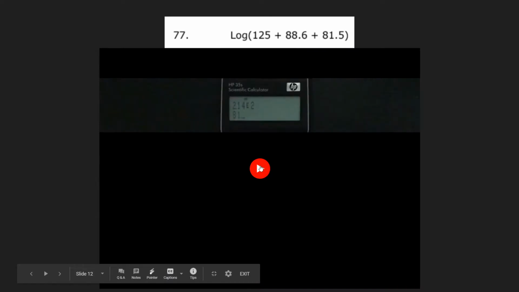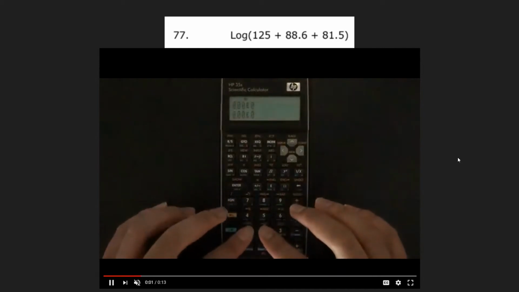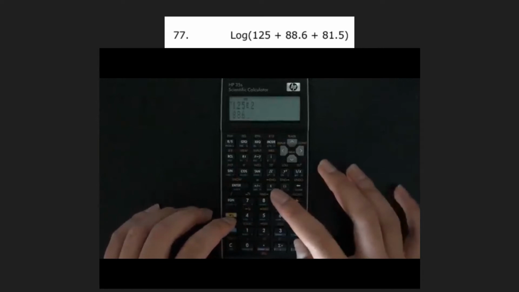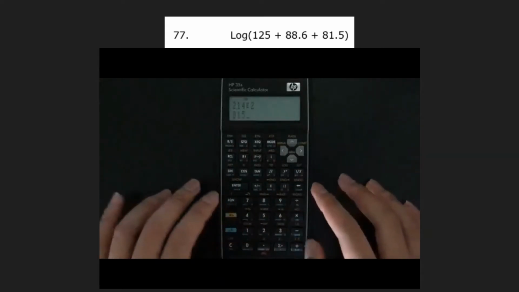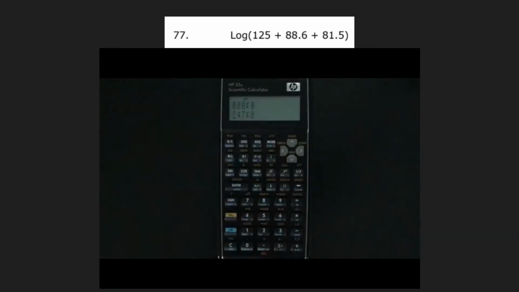Question 77. 125, enter 88.6, add 81.5, add, yellow shift key and y over x button to get log.